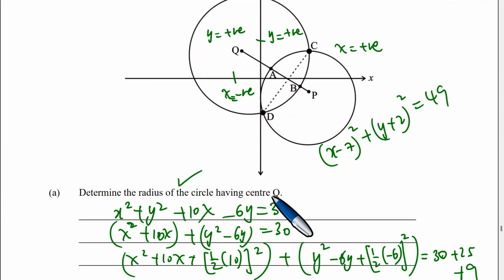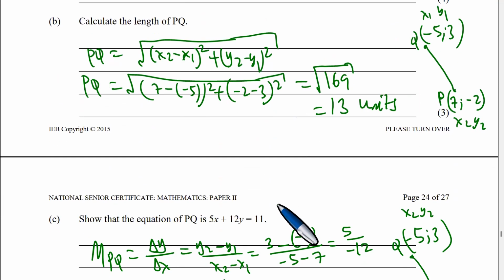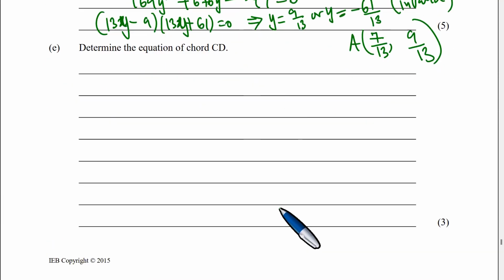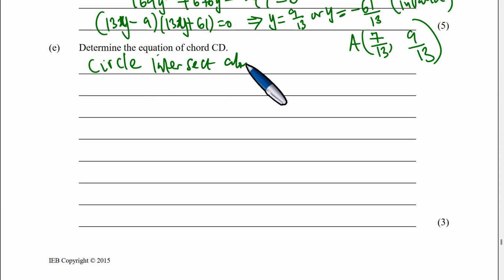Okay, so let's find the equation of chord CD. Right, so to find the equation of chord CD, there are a couple of things that we need to do. So chord CD is at a point where the circles intersect. Circles intersect along chord CD.